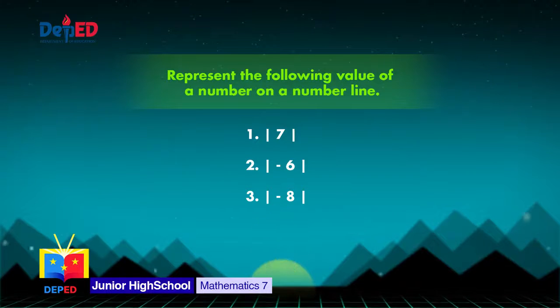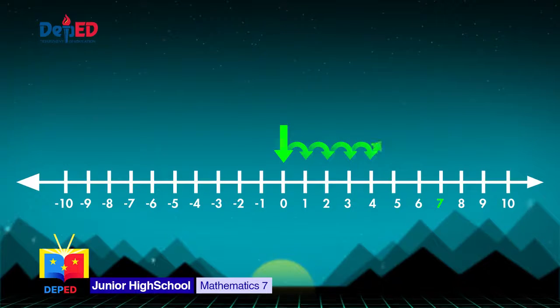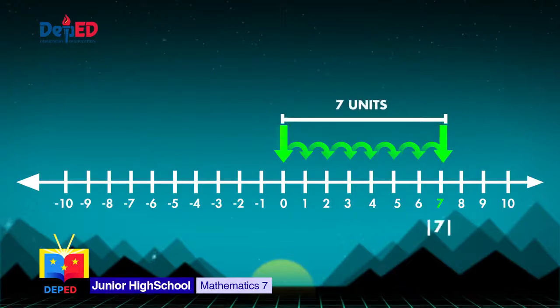Time's up! Now, let's answer the activity one by one. For item 1, from 0, we need to count 7 units to the right. 1, 2, 3, 4, 5, 6, and 7. Then, plot the point. We have 7 units from 0 to 7.